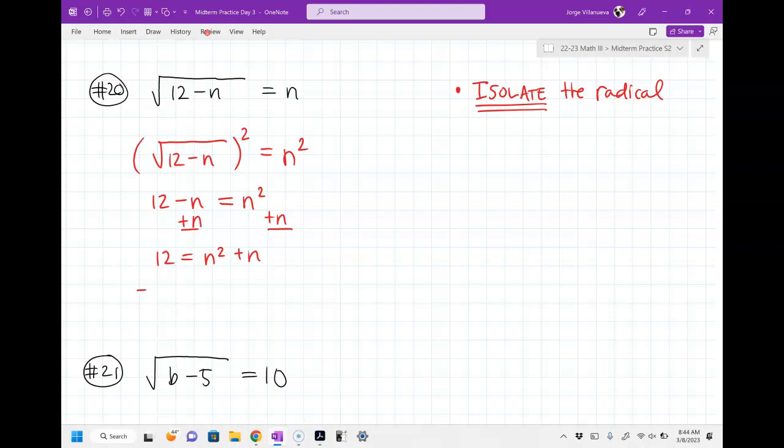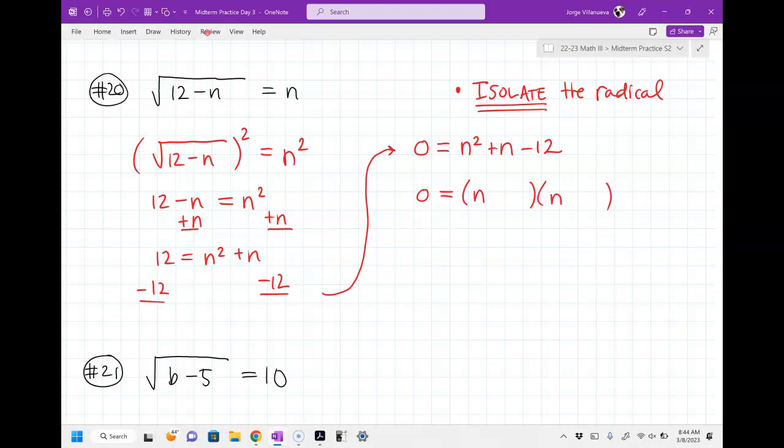And then we'll subtract 12. Again, you don't have to show me this work if you don't want to. Just take it at your own pace. So 0 is equal to n squared plus n minus 12. And now x method, and then check your answers. So what does this factor into? Can anybody tell me by guessing and checking, without the x method? We'll do the x method just so you can see it.